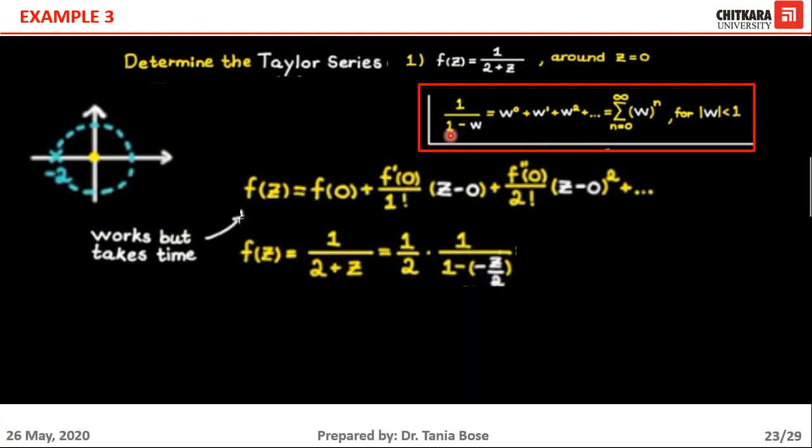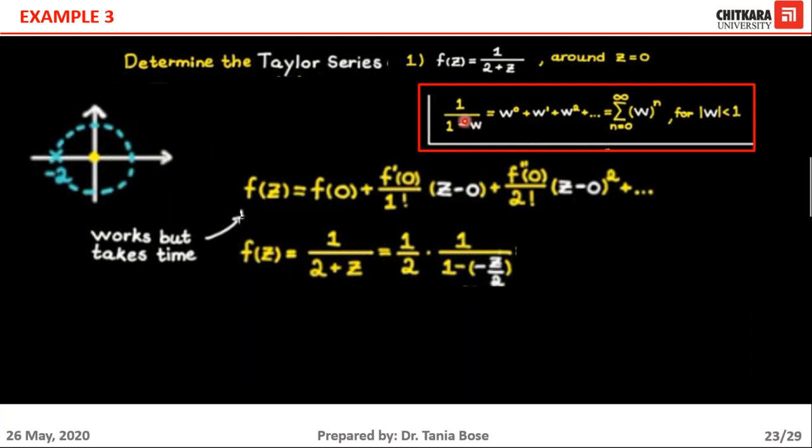So I'm taking out 2 common. What am I left with? 1 plus z by 2. Now 1 plus z by 2, I need a minus sign. So I'm incorporating a negative.